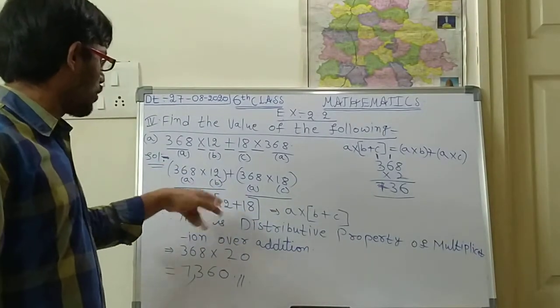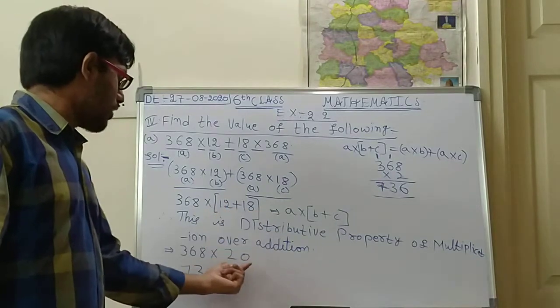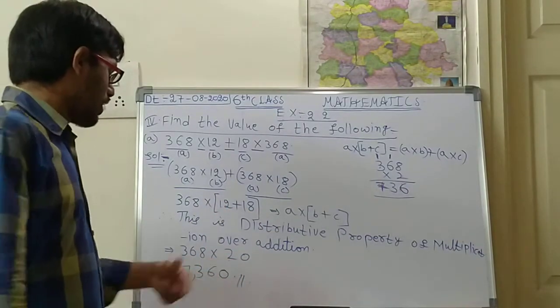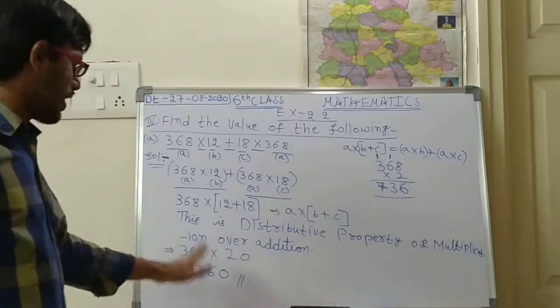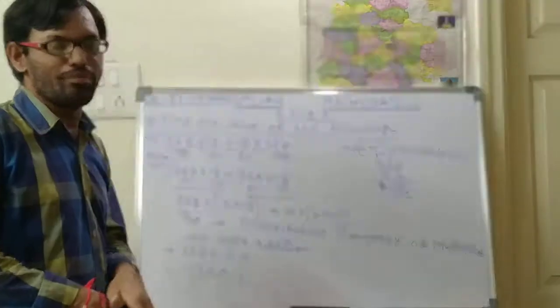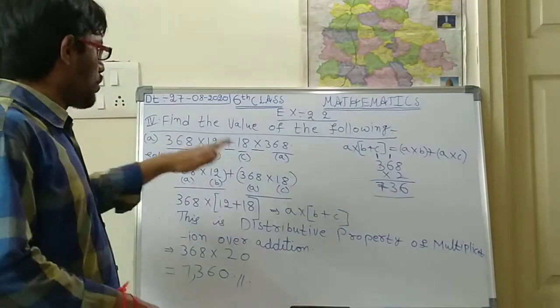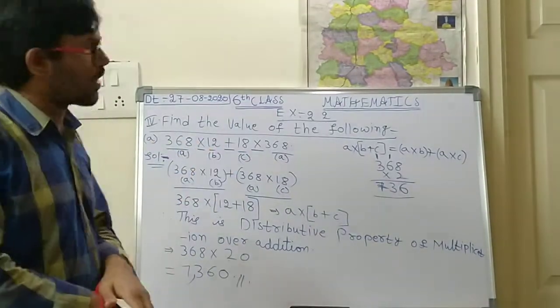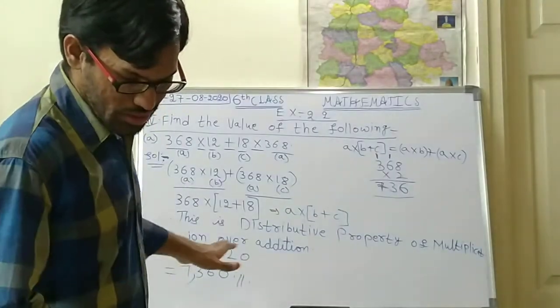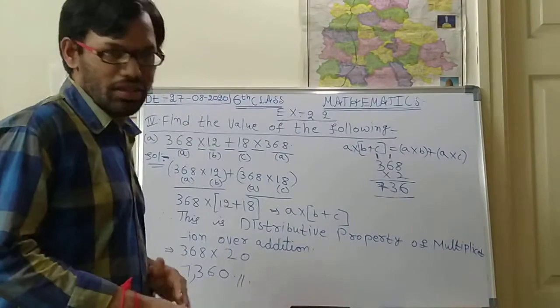So 368 into, first the brackets, 18 plus 12 is 20. Then afterwards multiply with this 20. Okay. So you will get the final result. So this is the answer. Okay. I hope you have understood how you have to do this problem. Okay. So like this only, one I will give as homework. You try to do that. Okay. So very easily. So this is the completion of this bit, children.